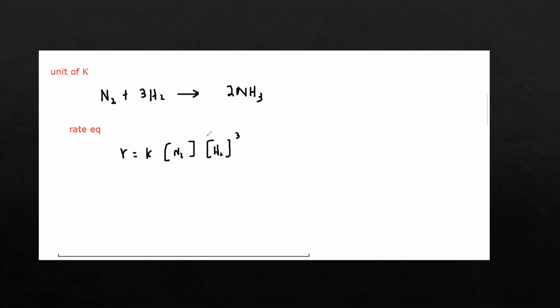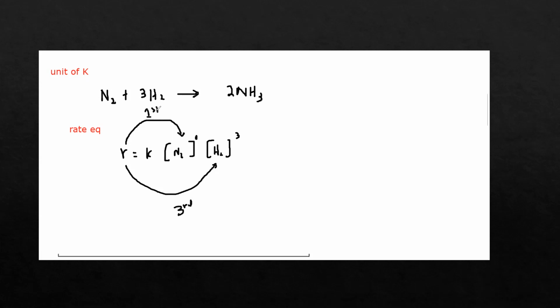What it shows here: the power of the concentration shows the order. The sum shows the total order, but the power shows the order. So this is first order with respect to nitrogen, and it is third order with respect to hydrogen.